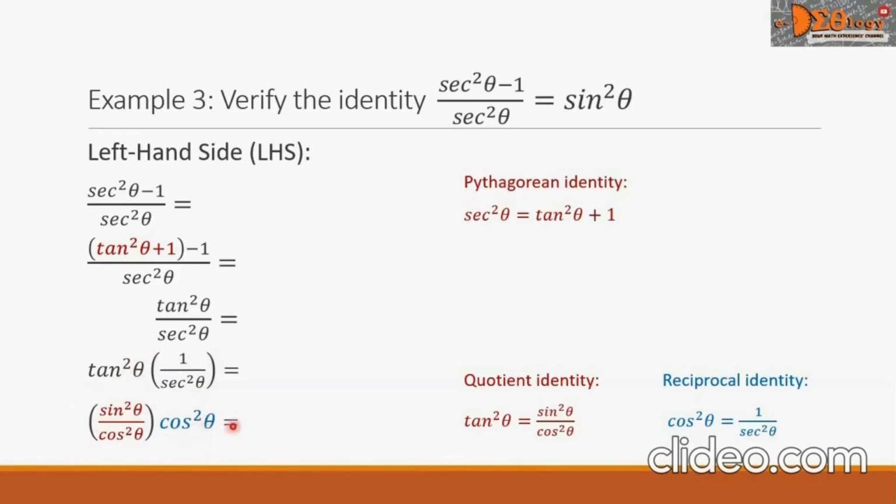From here, I can see that this cosine square theta can be cancelled with the cosine square theta in the denominator. After the cancellation, only the sine square theta remains. And from here, I can see that this left-hand side is now equal to the right-hand side. We are able to show that the left-hand side is equal to the right-hand side.